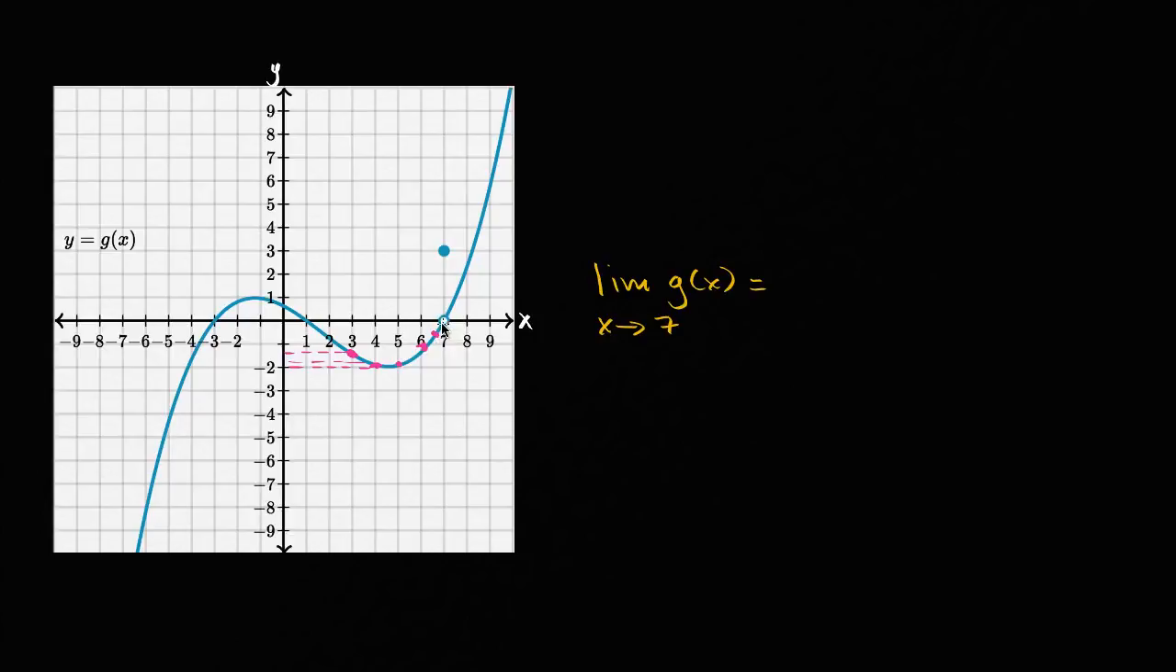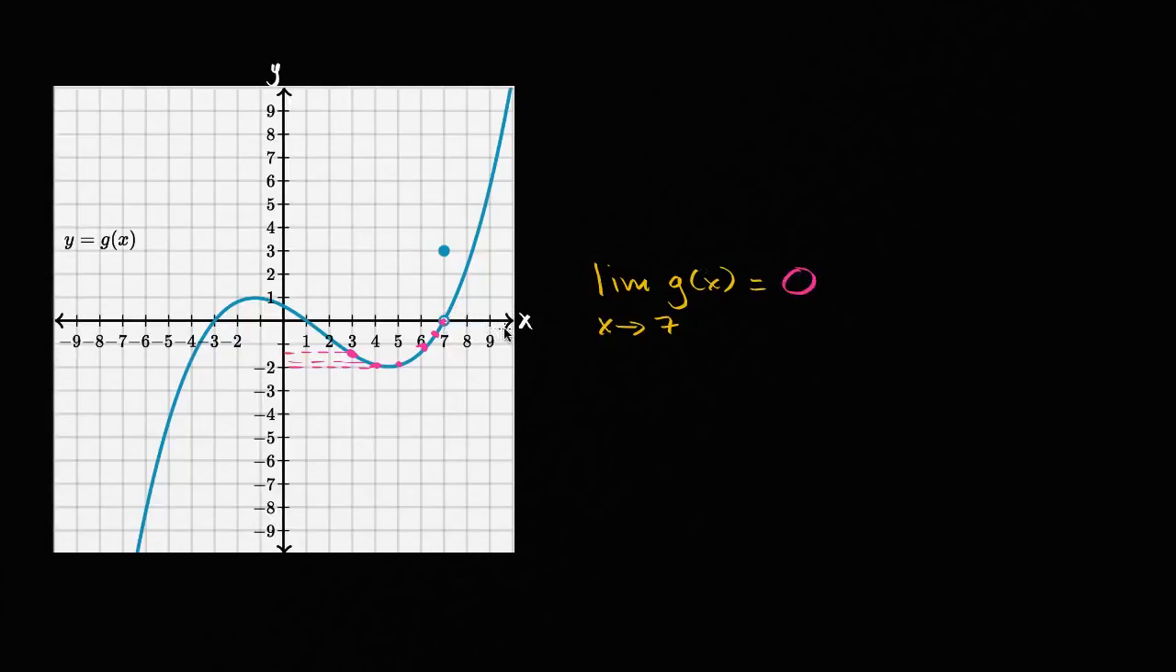G of 6.9 is right over there. Looks like it's a little bit less than 0. G of 6.999 looks like it's still less than 0, but it's a little bit closer to 0. So it looks like we're getting closer as x gets closer and closer, but not quite at 7. It looks like the value of our function is approaching 0.